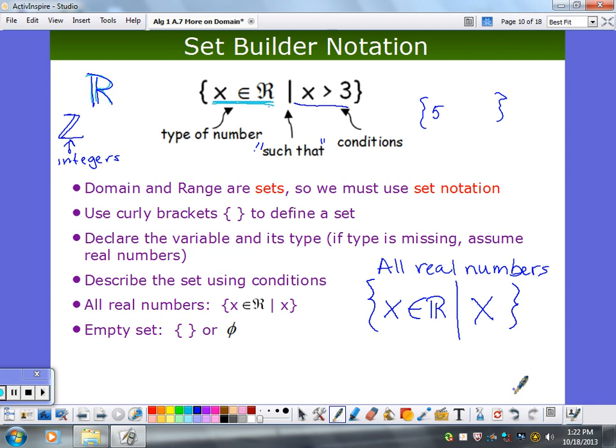So let's think about this. This says pick a number in the real number system. Do I want it in my set? Yes. Because I want all the real numbers. So this is a way of writing a set that says all real numbers.